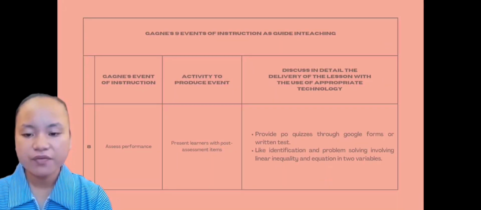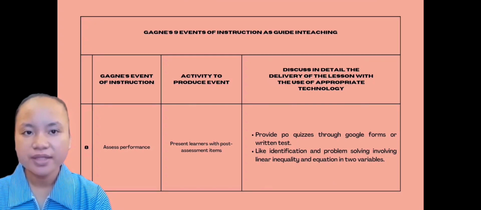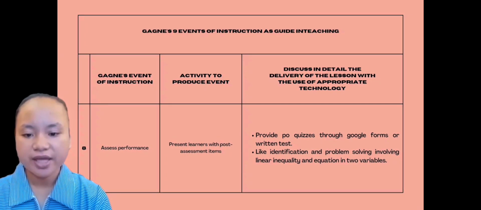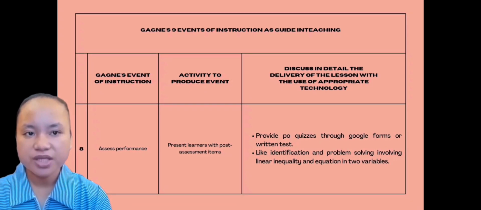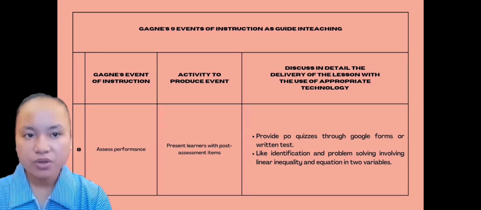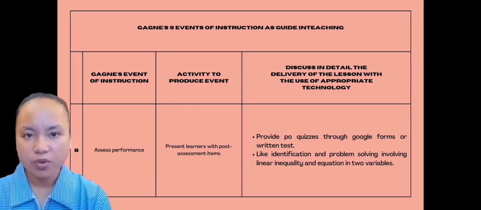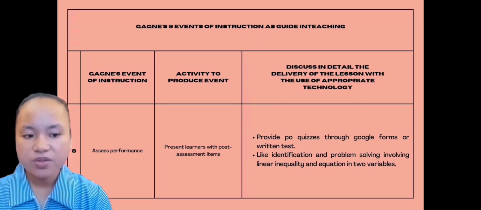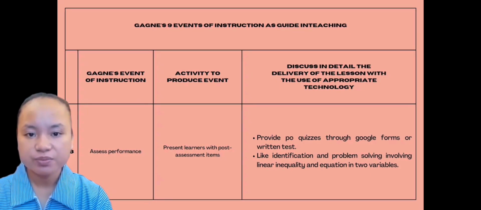The next event of instruction is assist performance. In this event, present learners with post-assessment items. Conducting a quiz or test is a good way of testing your students' knowledge. Like providing pop quizzes through Google Forms or written tests like identification and problem solving involving linear inequality and linear equation in 2 variables. This event of instruction may also be useful to provide further feedback after you have assessed their performance.